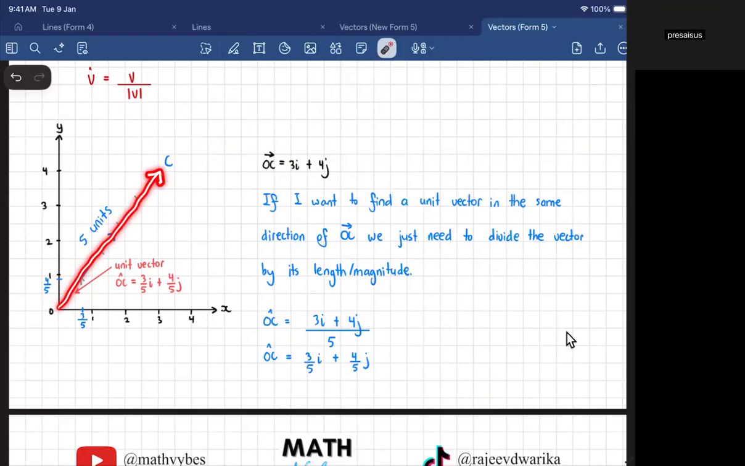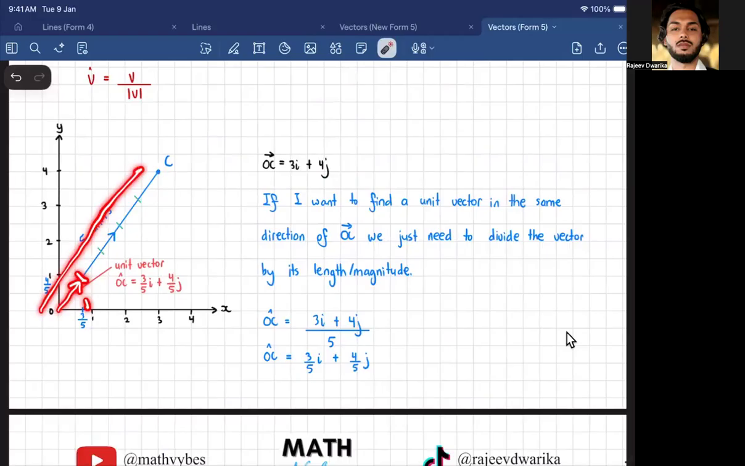So Perseus, O to C, what was the length of that vector? 5 units. So if I want a vector whose length is 1, what would I need to do with OC? O to C is 5, but I want a small piece whose length is 1. So what should I do with the entire vector? Divide it by 5. If I do that, I end up with this small vector, which is 3 over 5 i plus 4 over 5 j.